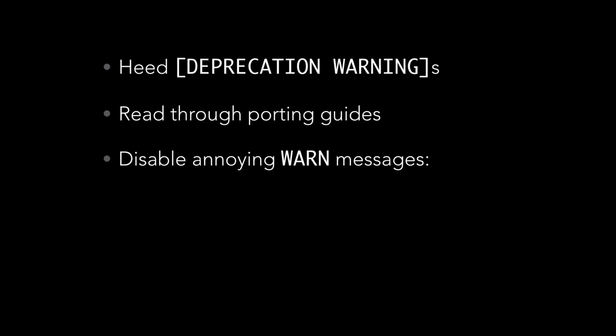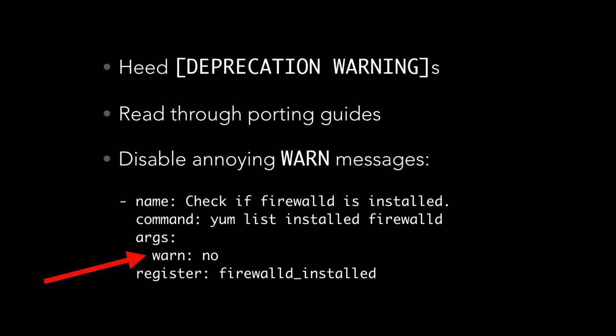Also, in line with the deprecation warnings, sometimes you see warnings in your playbook runs. And it might say like, hey, there's a yum module, don't run the command module and use yum. Sometimes you actually do need to run the command module. If you do, you can set this warn no or warn false on your tasks that use command and shell and some other modules that Ansible might warn about. And you can turn off those warnings. It's nice to have a very clean playbook output without any warnings on it.